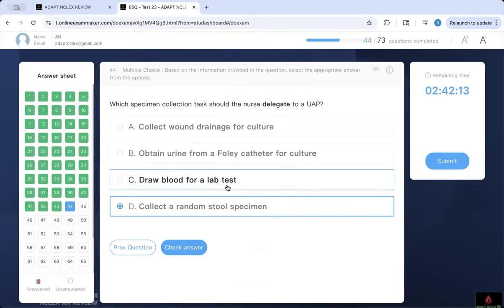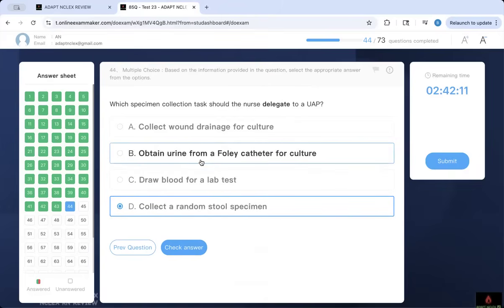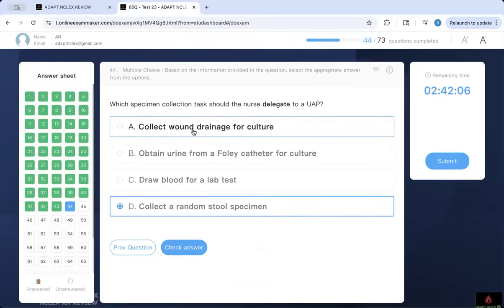Drawing blood for lab test, it has to be sterile. Urine from a Foley catheter, not the bag, sterile. And collecting wound drainage for culture, sterile. Random stool sample, no, not sterile.